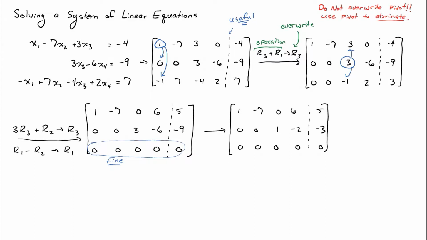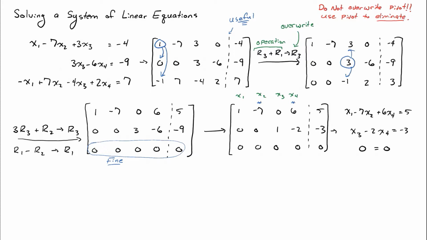Let's rewrite this matrix as a system of equations. Columns without pivots are free variables, and each column represents a variable. The first row gives x1 minus 7x2 plus 6x4 equals 5. The second gives x3 minus 2x4 equals minus 3. And the third gives 0 equals 0. x2 and x4 are the free variables.